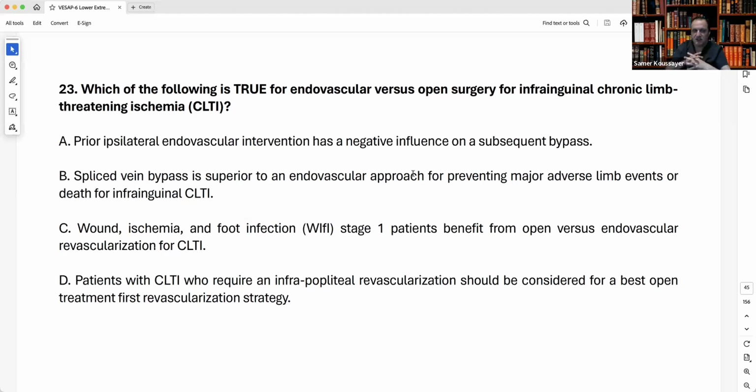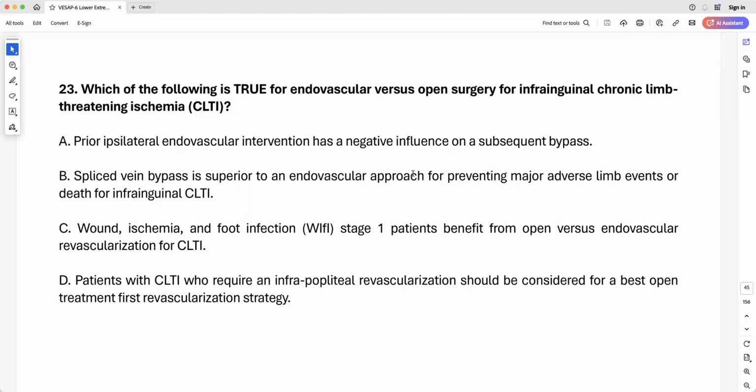So just go and read the summary about BEST-CLI and Basel. But the most important difference is that BEST-CLI said surgery should be first and endovascular secondary. Basel 2 said no, endovascular should be first and surgery should be second. Okay. Then we go to Basel.